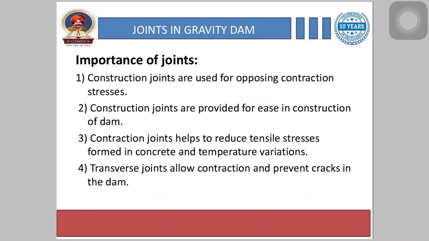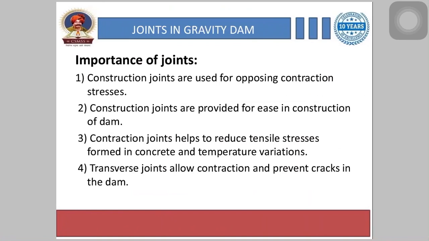So, what is the importance of these joints? Let us see. Construction joints are used for opposing the contraction stresses. Then construction joints are provided for ease in construction of dams. Next is contraction joints, which help to reduce the tensile stresses formed in concrete when there is some temperature variation. Transverse joints allow the contraction and prevent the cracks in the dams.